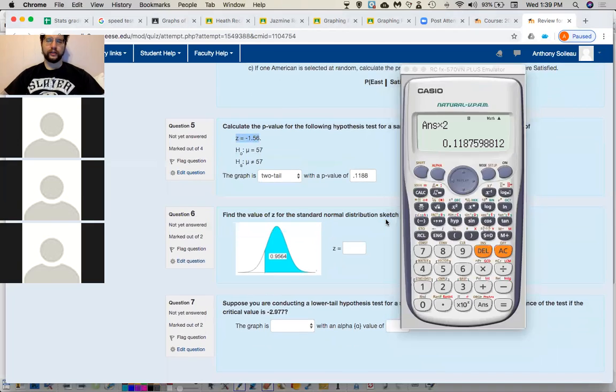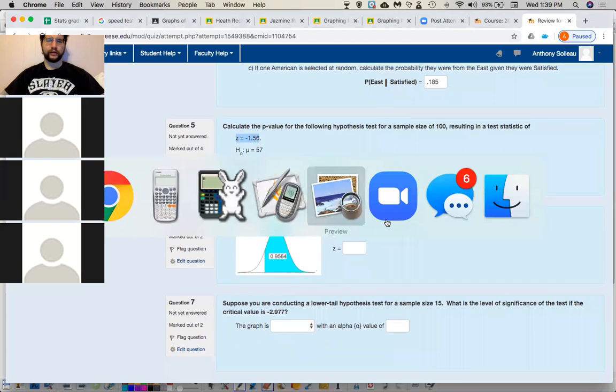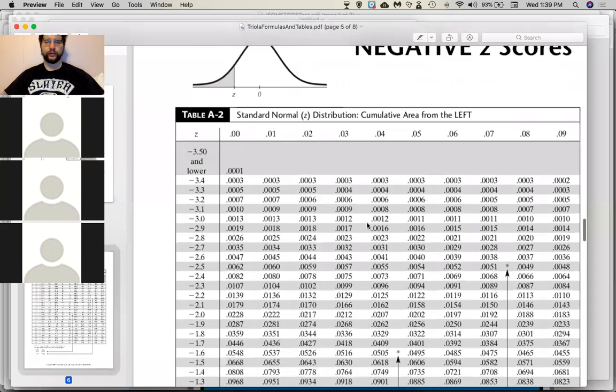So if you don't like using the chart, both calculators can do it for you.